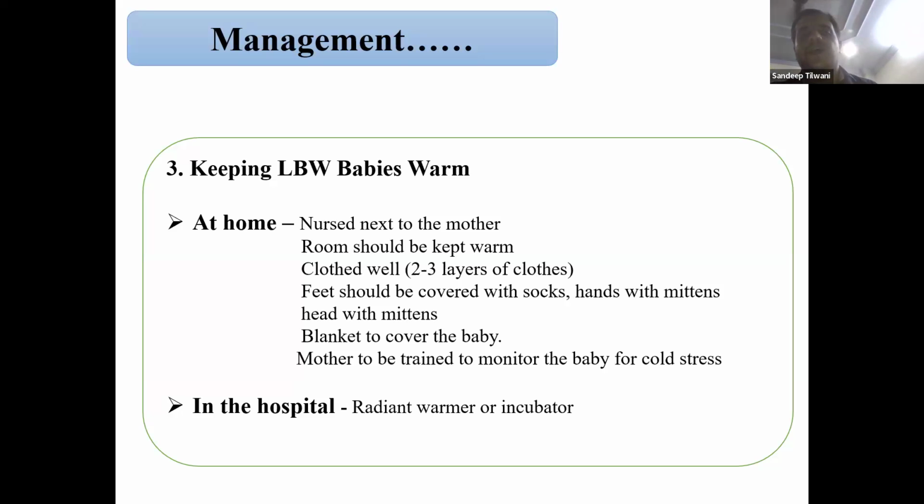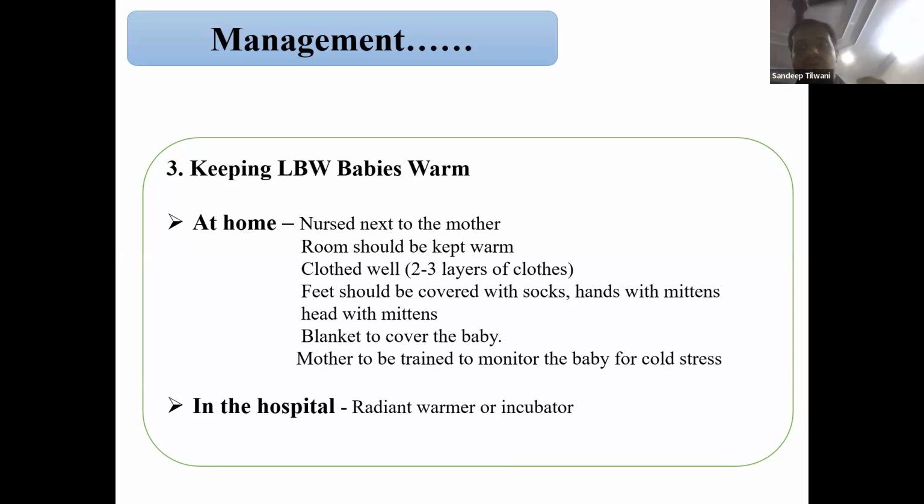And one more way by which you can ensure thermoregulation for our stable low birth weight babies is by KMC. Okay. So those are some of the ways by which you ensure thermoregulation inside the hospital. This thermoregulation has to continue even at home. So it is not only inside the hospital, but you have to teach the mother what to do whenever the baby is discharged and the baby is at home with the mother.